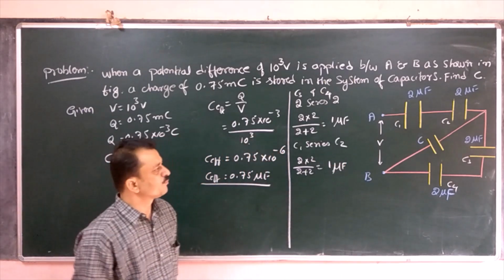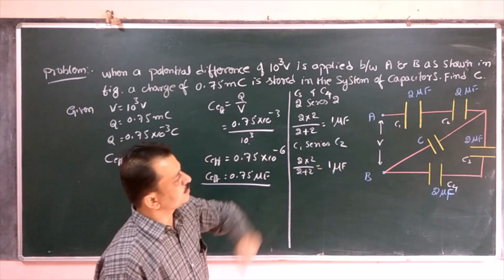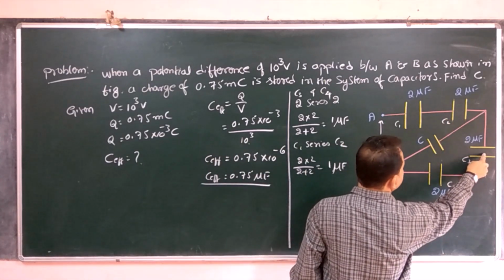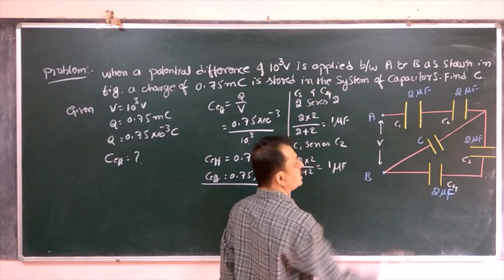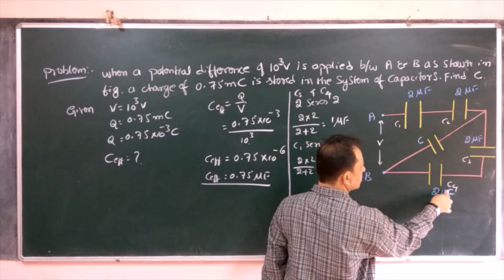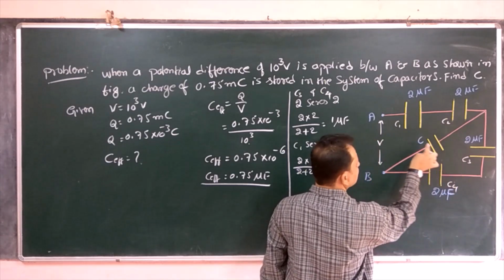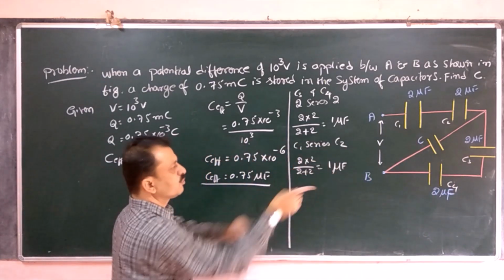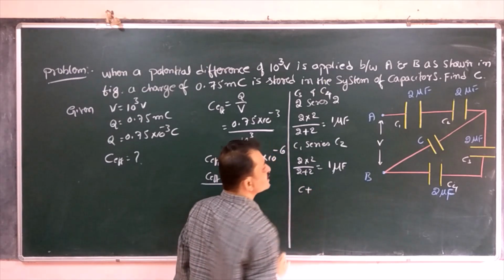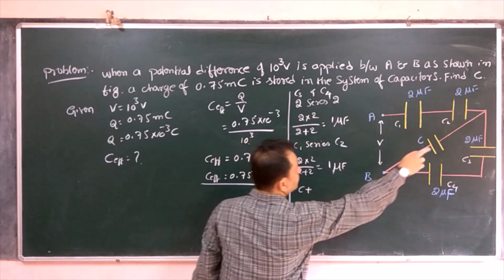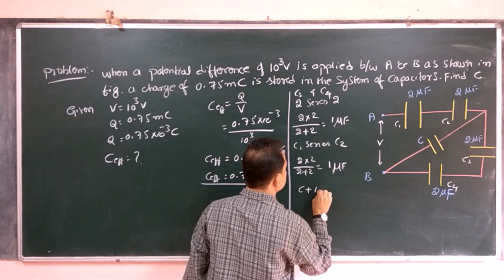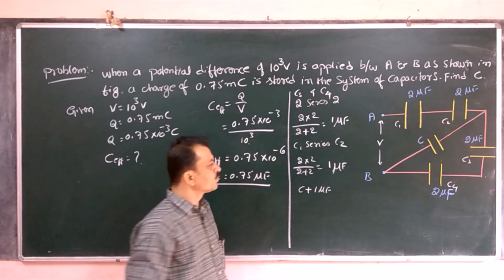Series combination. Now what happens? Look here carefully. Now this is in series, and this is in series and parallel with C. Let us see their effective. C3, C4 are in series. That system is in parallel with C. Their effective capacitance of those two is C plus their effective, which is 1 microfarad. C plus 1 microfarad.